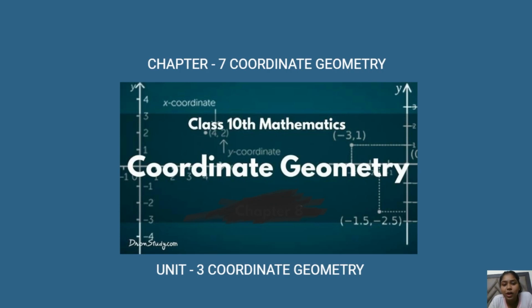So today we'll start with our unit number 3, coordinate geometry, and chapter number 7, coordinate geometry. In class 9th we have studied a little bit about coordinate geometry, like what coordinate geometry is, and certain related terms like Cartesian plane, ordinate, abscissa. So we are going to study the same thing, and apart from that we are also going to study certain formulas in class 10th mathematics, right?